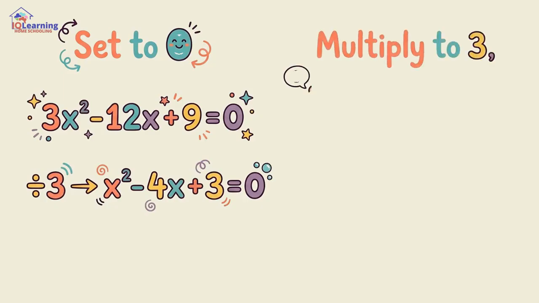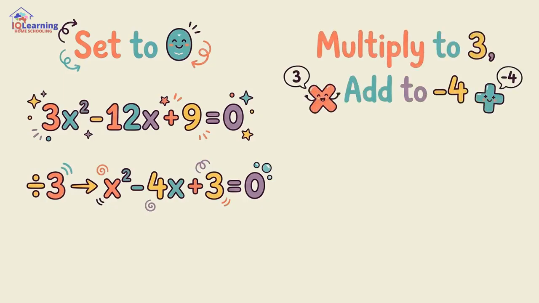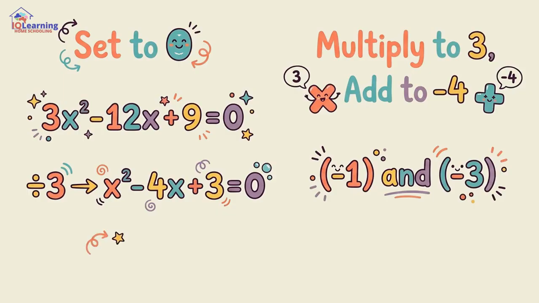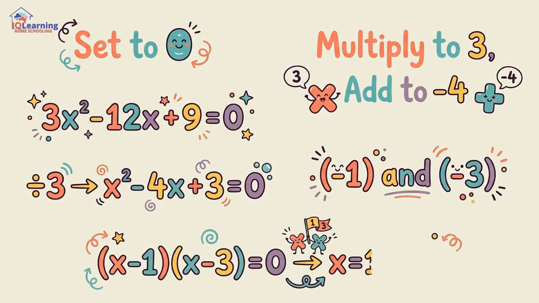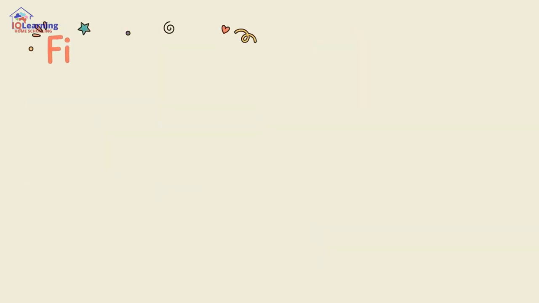Now factor it. We need two numbers that multiply to positive 3 and add to negative 4. Those numbers are negative 1 and negative 3. So we get (x minus 1)(x minus 3) equals 0, giving x equals 1 and x equals 3. These are only x values so far.